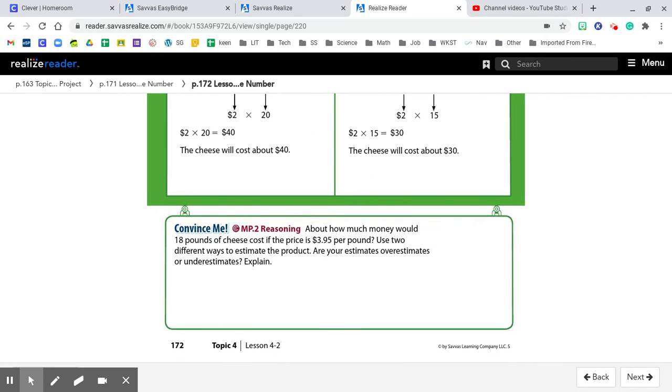About how much money would 18 pounds of cheese cost if the price is $3.95 per pound? Now for this one, if we have our equation, it's going to look a little like this. And if we bring this to our nearest whole number, it would be $4. And 18, maybe bring it to 20. So we're going to wind up with probably $80. And is this over or underestimated?